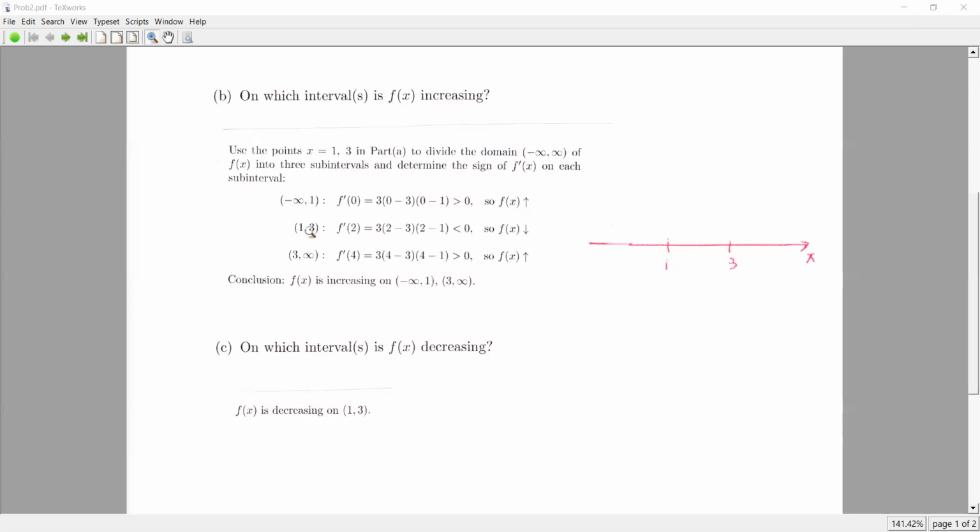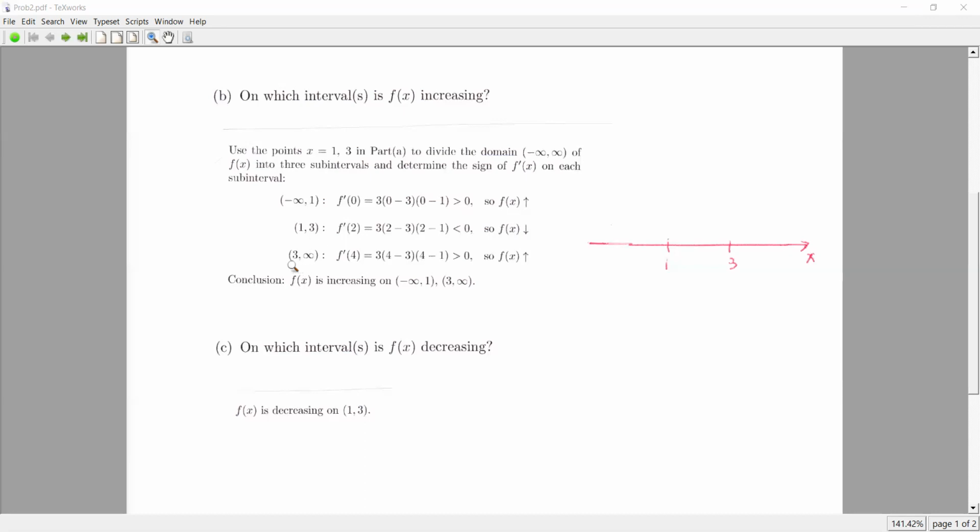Now, to determine the sign of the derivative on this interval, arbitrarily pick a point, say pick 2, and evaluate the derivative at 2. Then I get negative. Therefore, the derivative is less than 0 everywhere on this interval. As a result, the function f is decreasing on this interval.